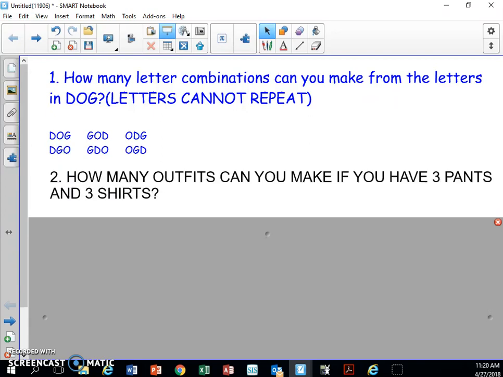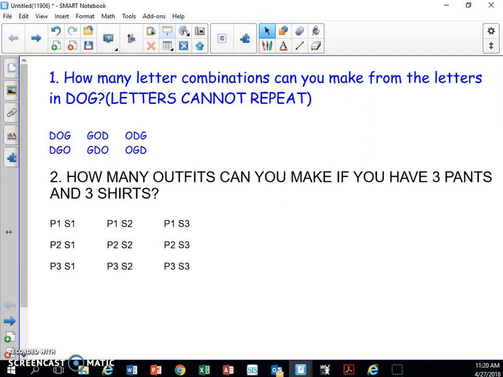In terms of, if I have 3 pants and 3 shirts, I want to know how many outfits I can make. So again, pause the video for a second and try to write down all the combinations to determine how many you can come up with. So the combinations you came up with should have been as follows. So you end up with 9 different combinations.